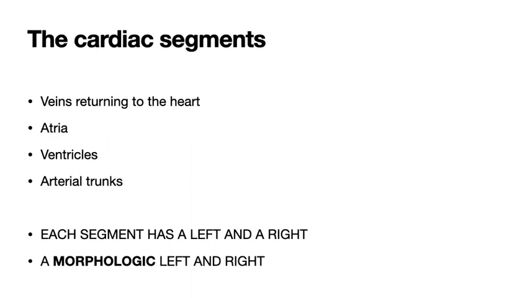All right, we talked about the cardiac segments because there's going to be a segmental approach. And again, the segments are the veins returning to the heart, the atria, the ventricles, and then the outflow tracts, the arterial trunks. And each of these segments has a left and a right. And when I say left and right, I'm talking a morphologic left and right.